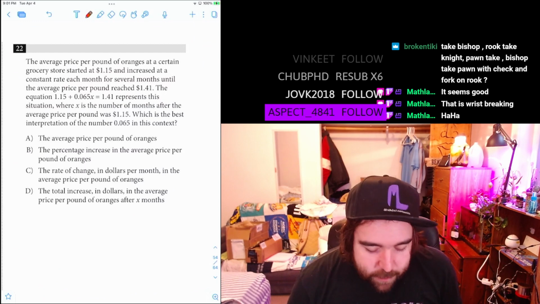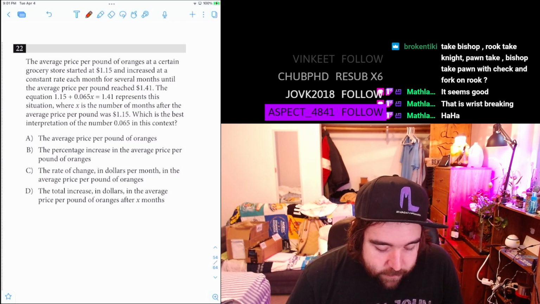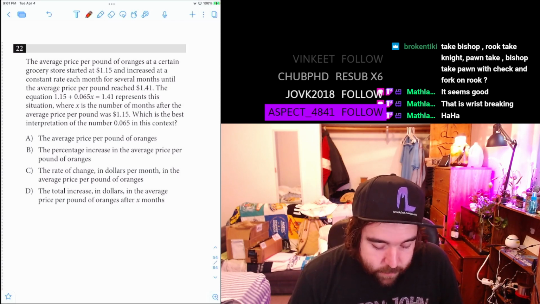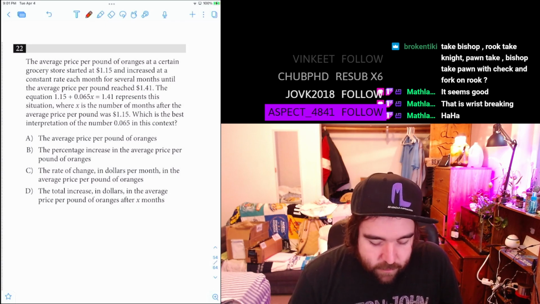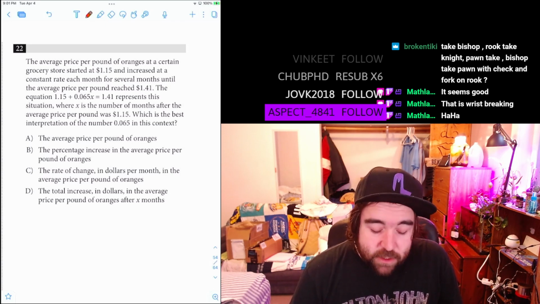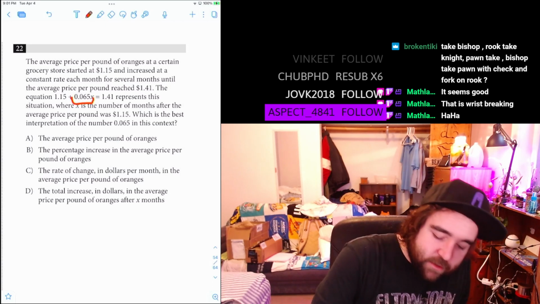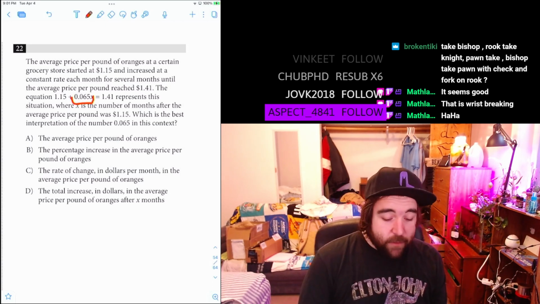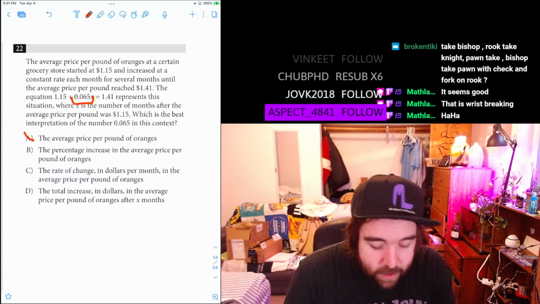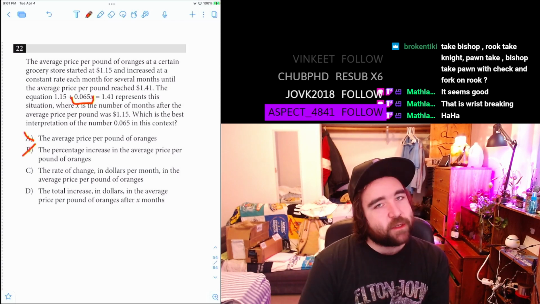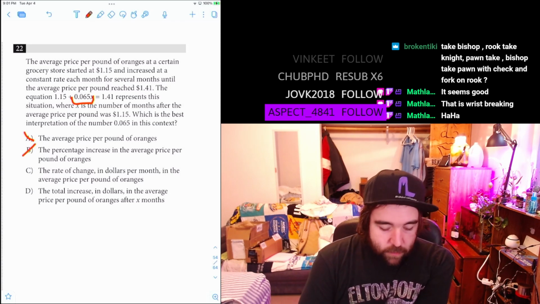Okay. The average price per pound of oranges at a certain grocery store started at $1.15 and increased at a constant rate each month for several months until the average price per pound was $1.41. The equation represents this situation where x is the number of months after the average price per pound was $1.15. What is the best interpretation of 0.065? You look at the equation, this is like a y equals mx plus b thing, right? So that's the rate. So it's not the average price per pound. It's not a percentage increase. We're not doing this as an exponential. It's linear. So it's the rate of change.